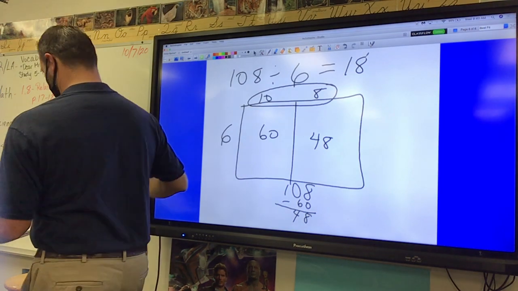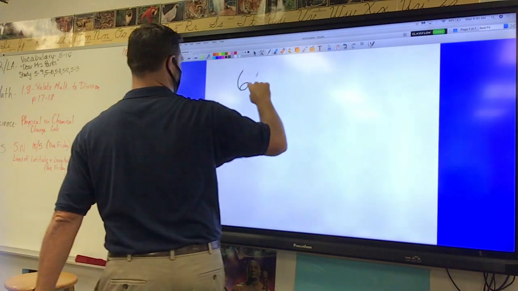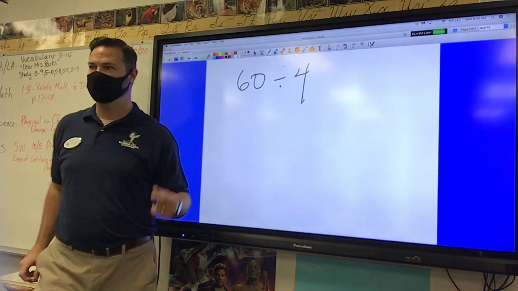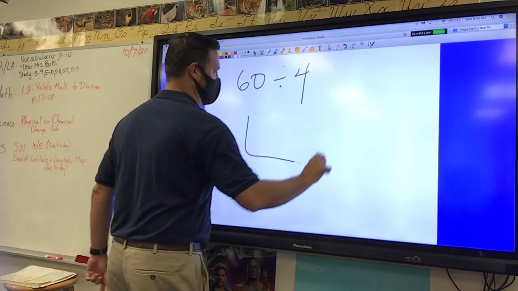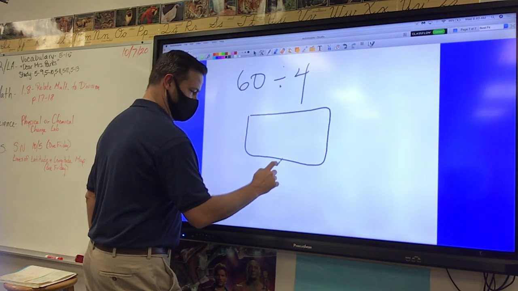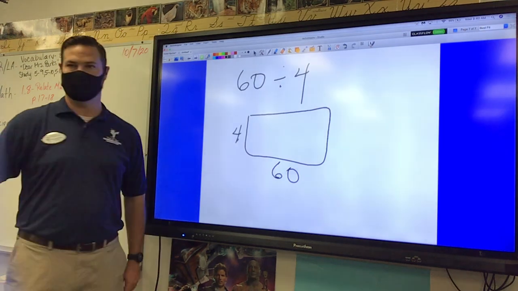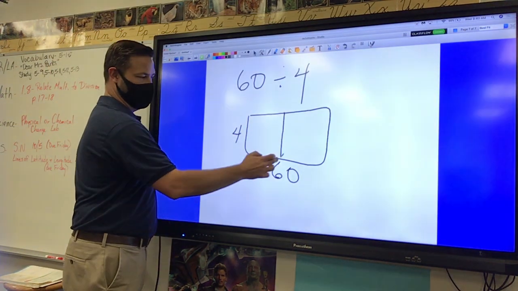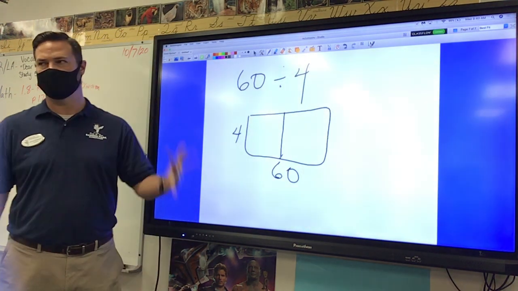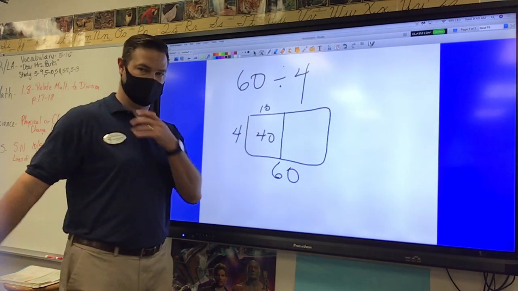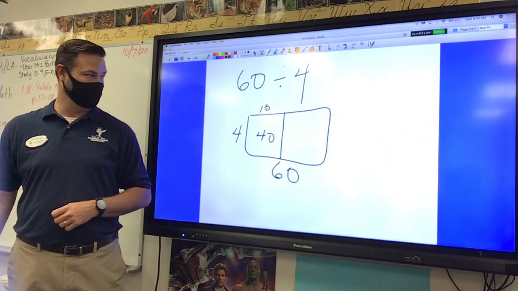Let's try another one. 60 divided by 4. Again, how do I set it up? Big box, rectangle, and that's a total of 60. And I'm dividing it into groups of 4, right? Do I have a 10 in here? Yes. 10 times 4 is 40. So I have a 40 in here. So there's a 10. I got a group of 10 in there.